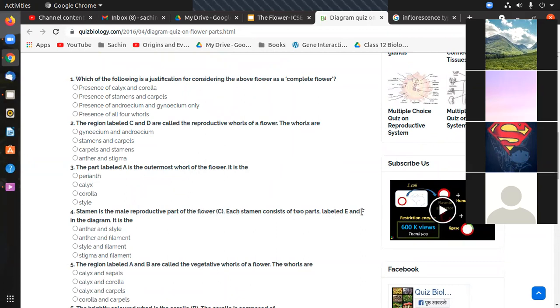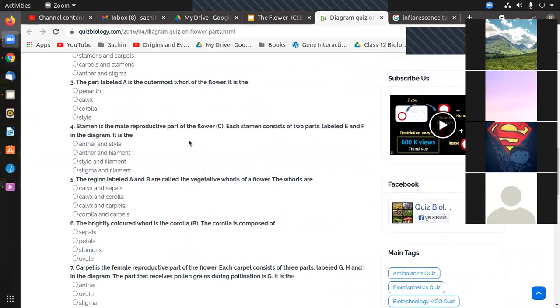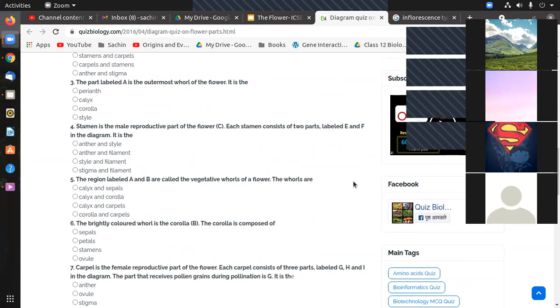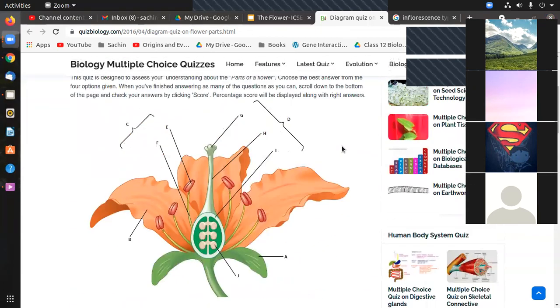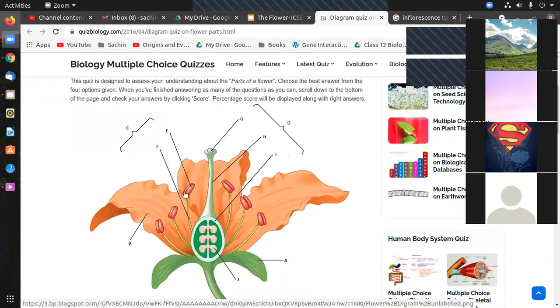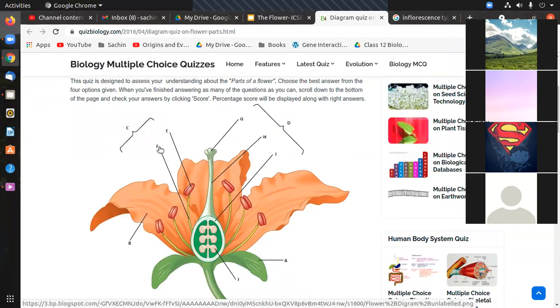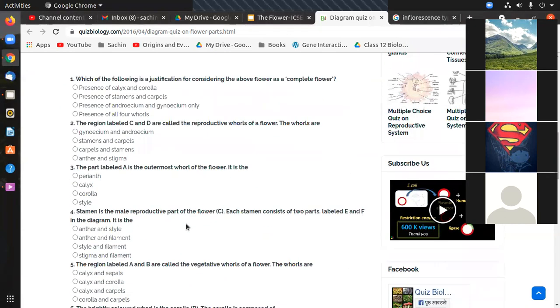Then question 4: stamen is the male reproductive part of the flower, which is shown as C. Each stamen consists of two parts labeled E and F. Now you don't even have to look at the diagram for that. What are these parts, Snehashish? Anther and filament. But again, if we have to go by the sequence, then we need to look at the diagram. Anther is E and F is filament, so that is correct.